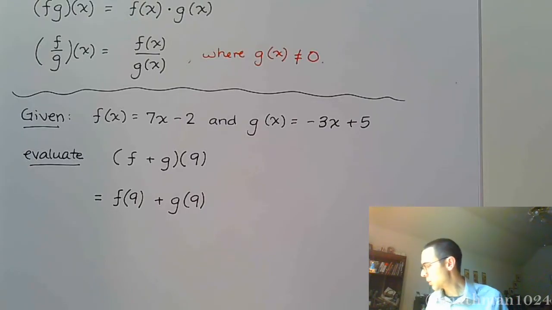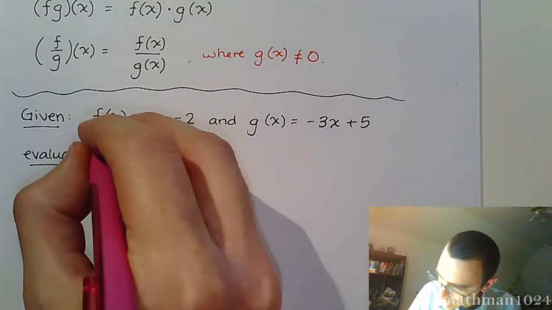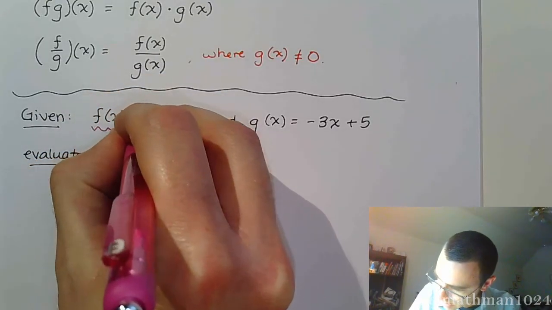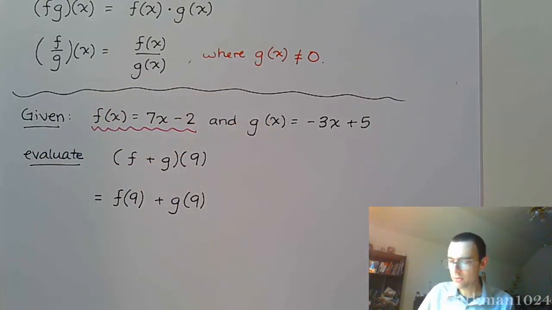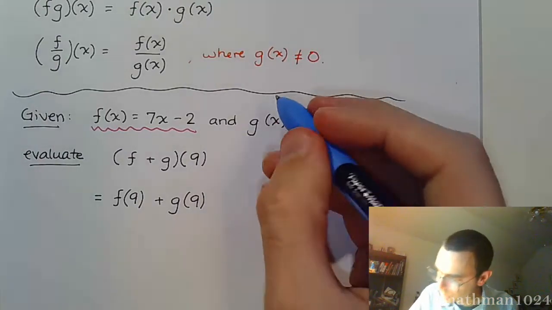Okay? So you know how we like to color code things. I'm going to use pink for f, and I'm going to use this fantastic blue color for g.